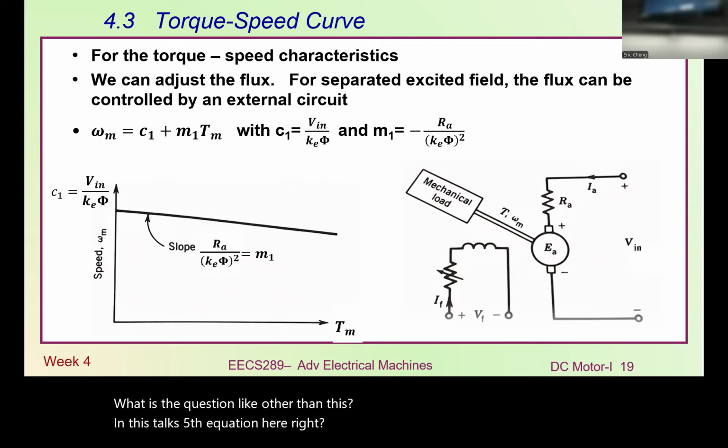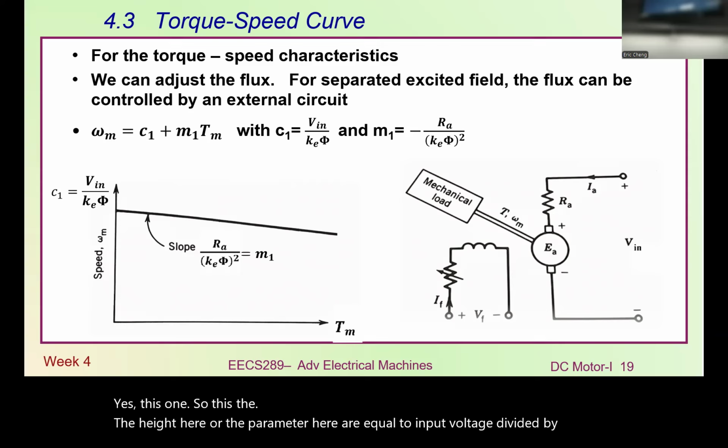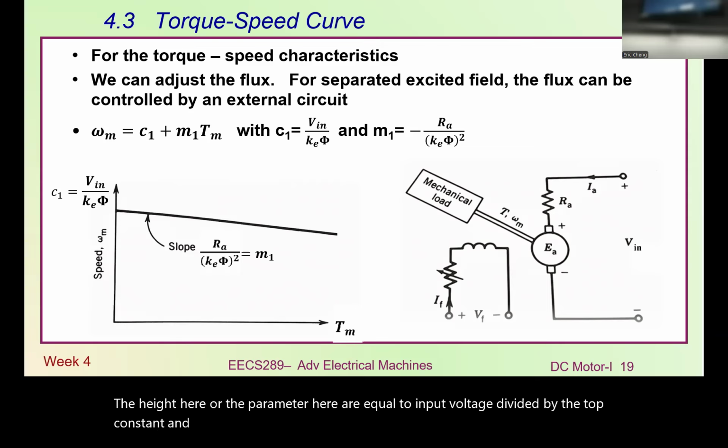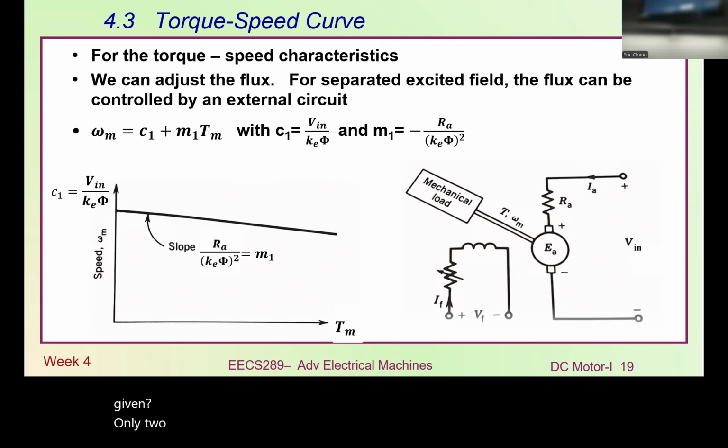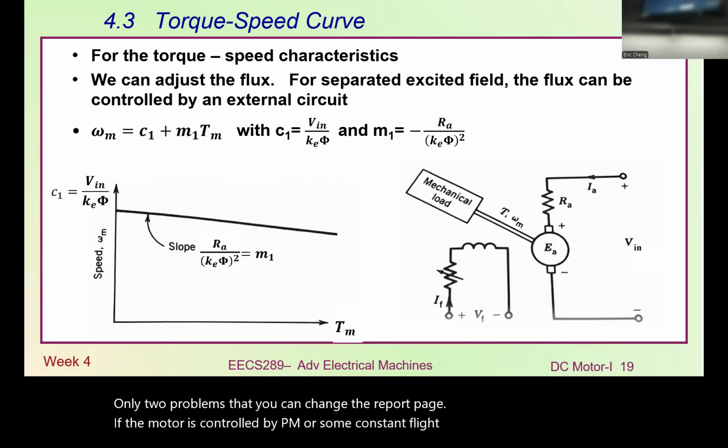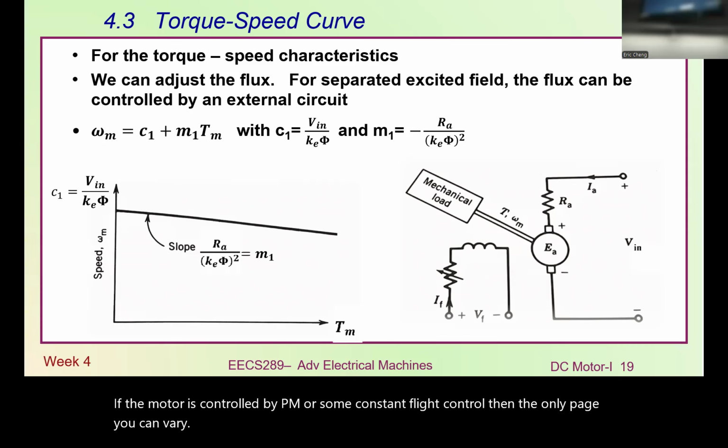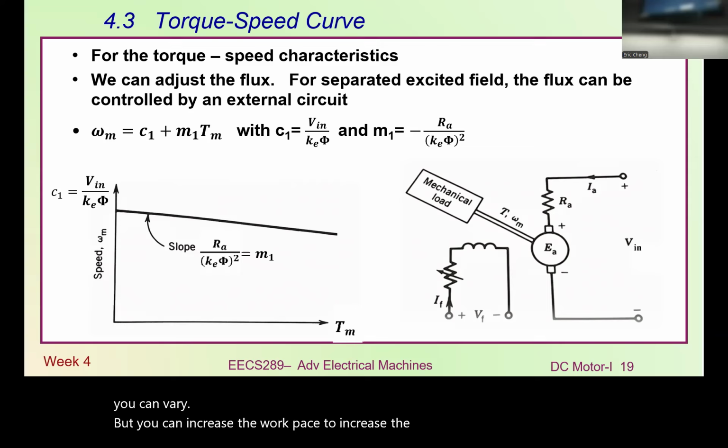This C1 is the y-intercept. So this height, or the parameter here, is equal to the input voltage divided by the torque constant K and phi. The torque constant K is fixed and cannot be changed. Once the voltage is given, only two parameters can change: the input voltage and the flux. If the motor is controlled by PM or some constant flux control, then only the voltage can vary. You can increase the voltage to increase the speed, but there will be a limitation.